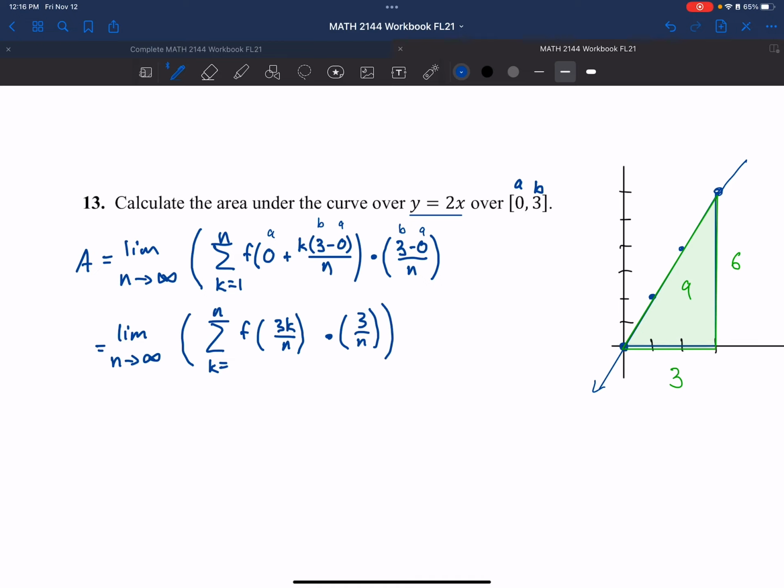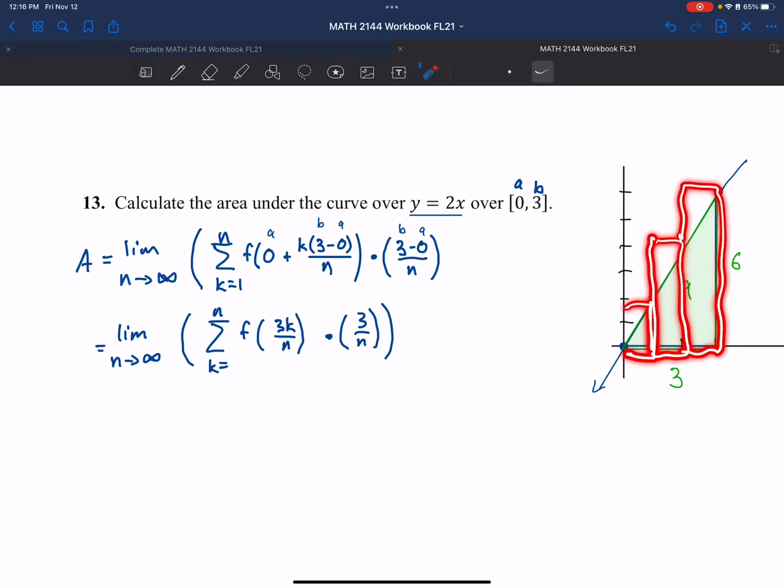Is everyone okay so far? Let's take a moment and just understand what we're looking at. Let's look at the width right here. If you have 3 rectangles, you would have this first one right here, this second one right here, and then this third one right here. What is the width of each of those rectangles? 1. Notice if n is equal to 3, the width right here is going to be 1. So that's where this width is coming from.